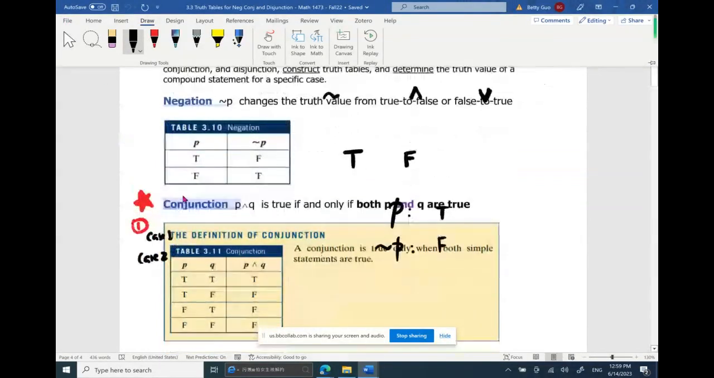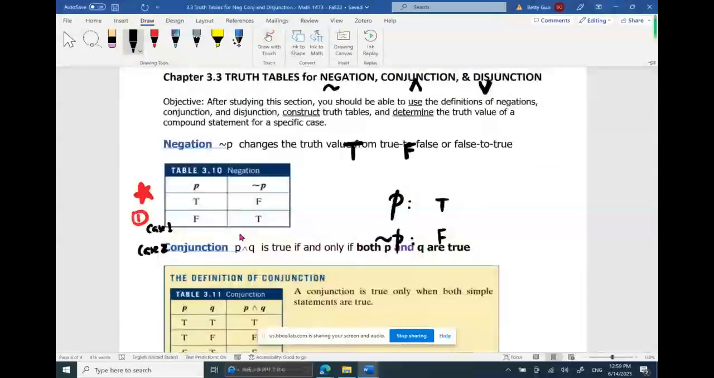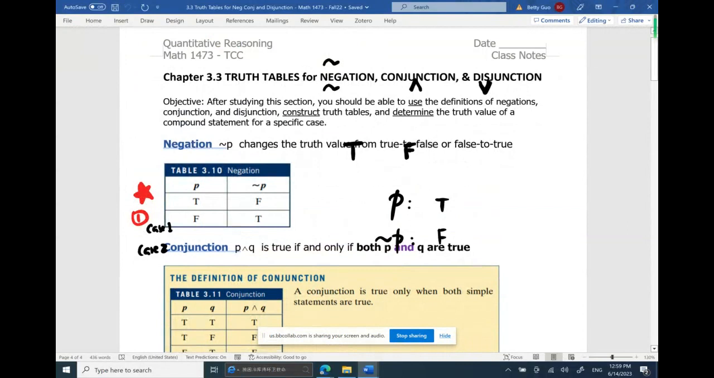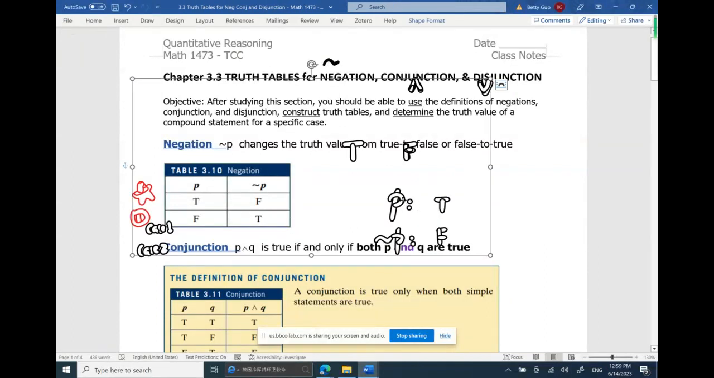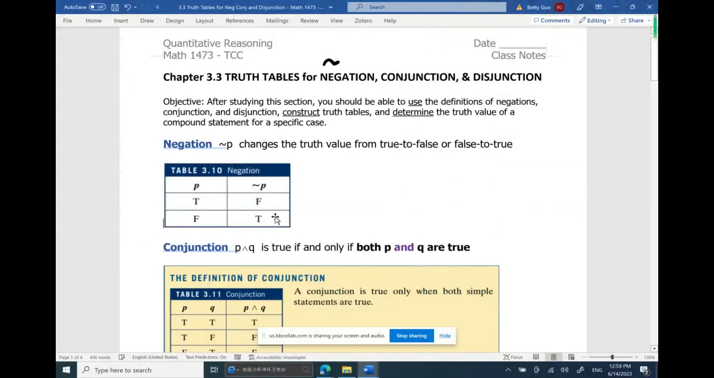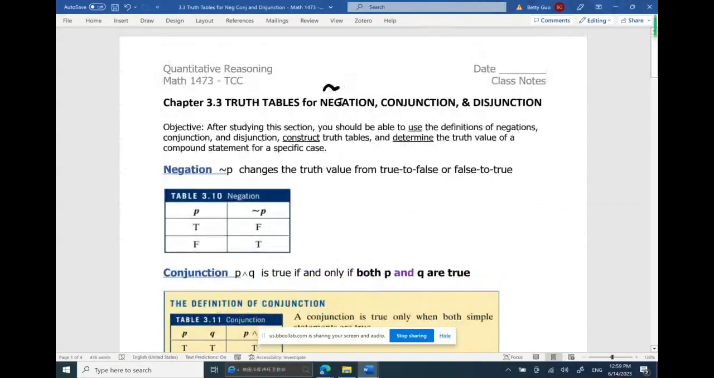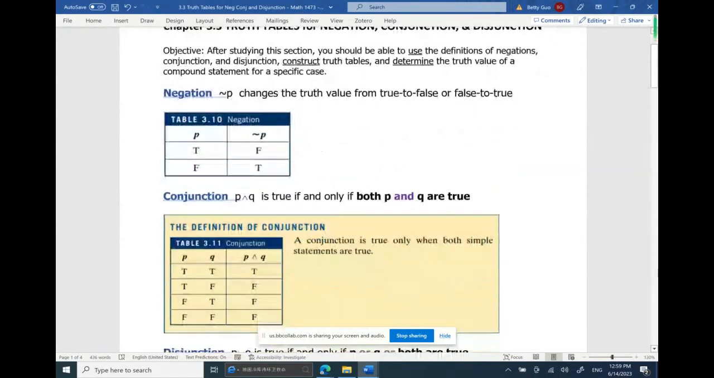The second truth table, let me erase those. Let me see if it lets me. Okay. So that's the first one.